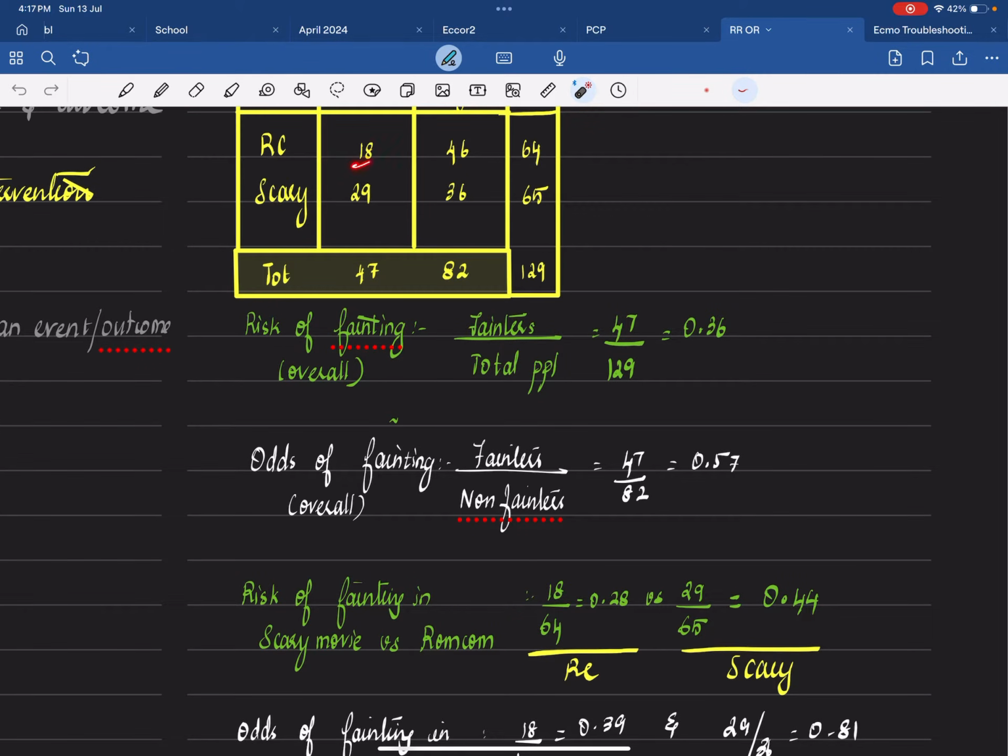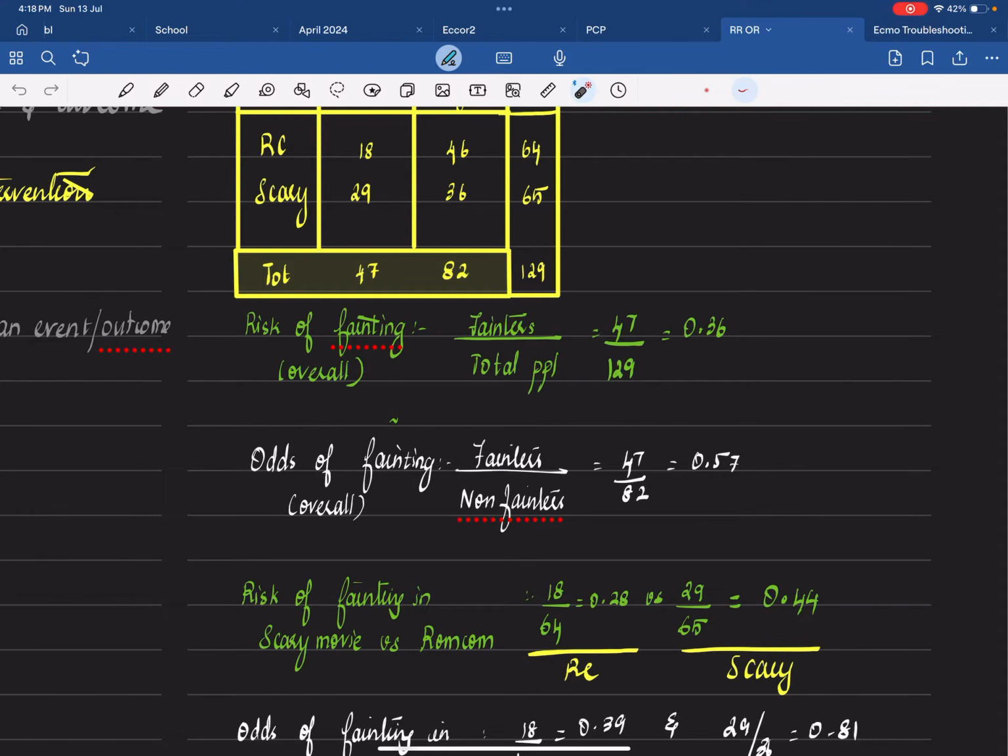Outcome of interest divided by total outcomes. Correct? 64 people had watched, out of which 18 had fainted. So that is your risk, 18 by 64. Similarly, for scary movie, 65 people watched and 29 fainted. Correct? So that will be your risk.